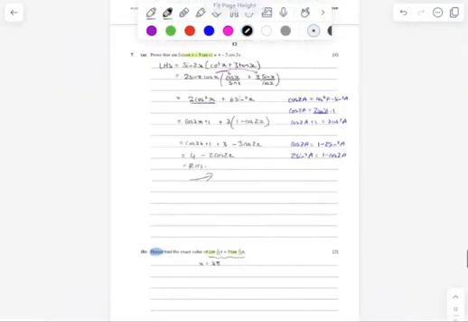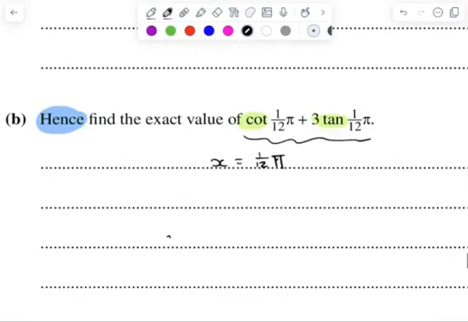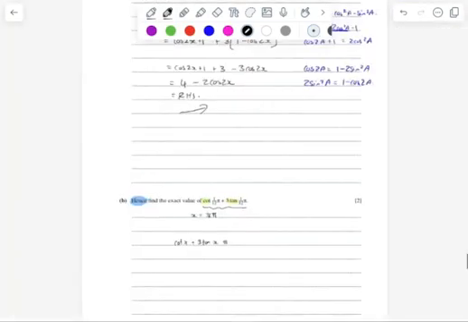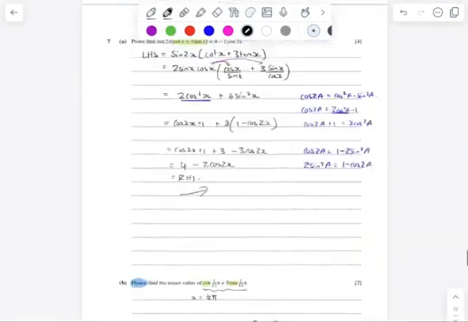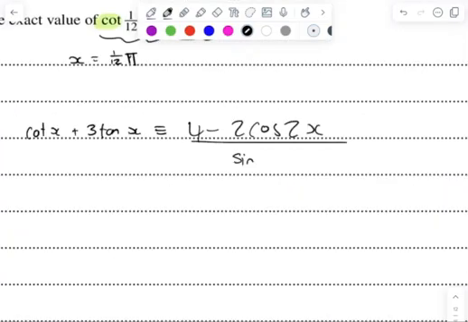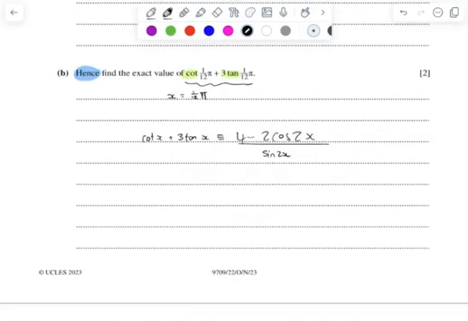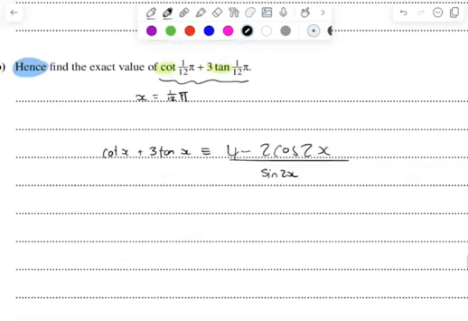All right, so I know cot x plus 3 tan x is equivalent to, and this whole thing should then be divided by sine 2x. Okay, because they didn't have the sine 2x on the other side, I'm going to put it on this side. Okay, and I know that x is pi over 12. So 4 minus 2 cos of 2 pi over 12.